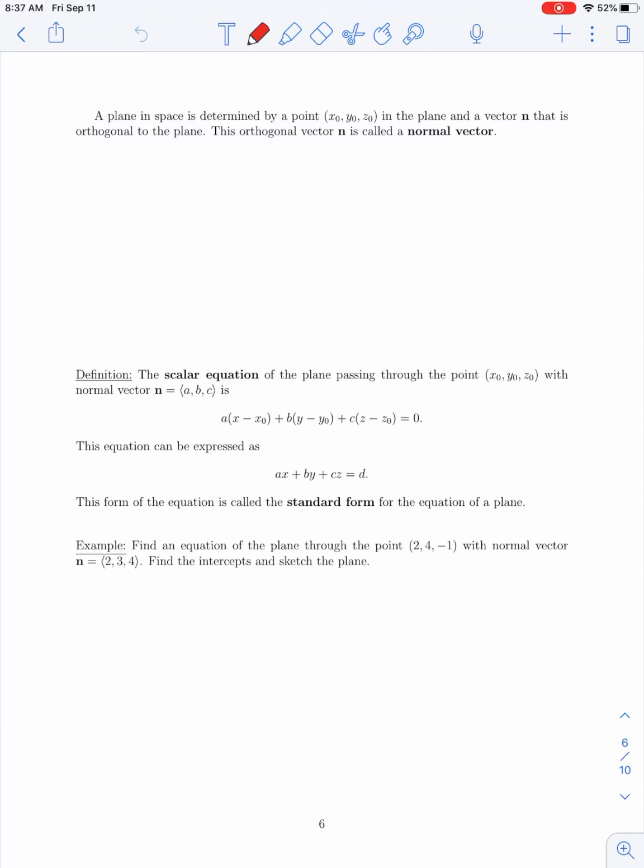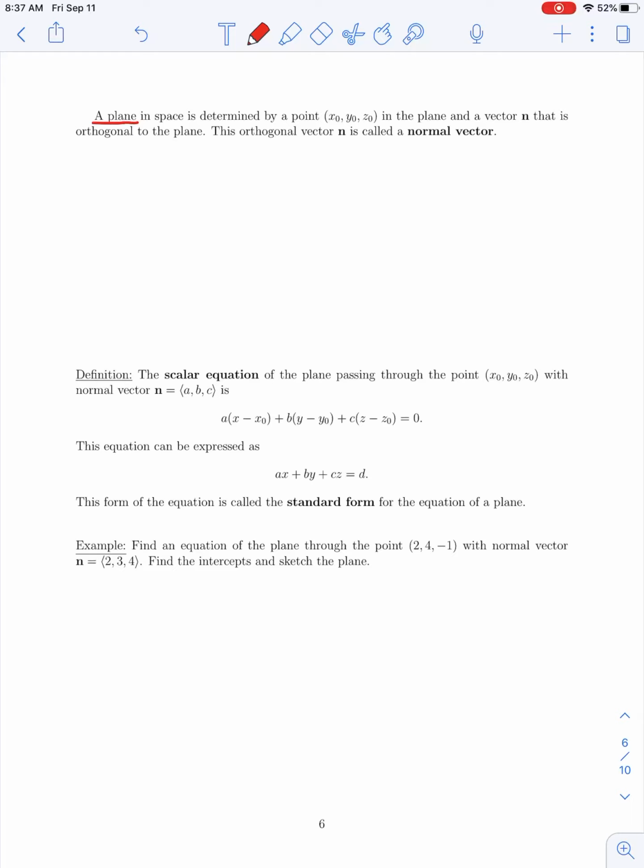Okay, in this lecture we're going to cover the second half of our section 2.5 material on equations of lines and planes in space. In the first part of this section we talked about equations of lines in space, and we saw that a line could be defined by a point on the line and a direction vector. Now, to define the equation of a plane in space, we need two things.